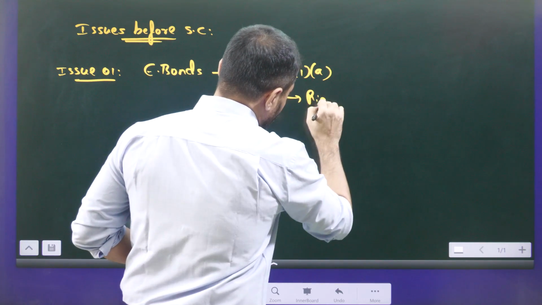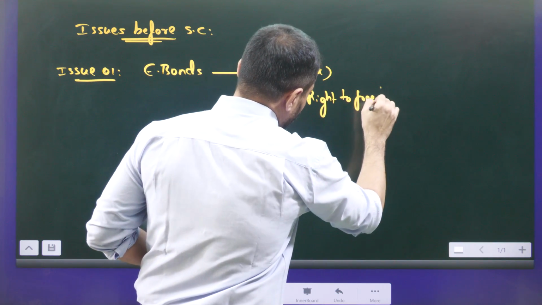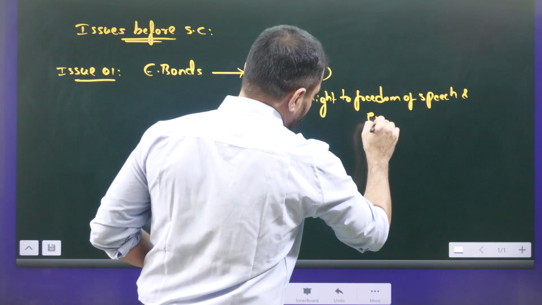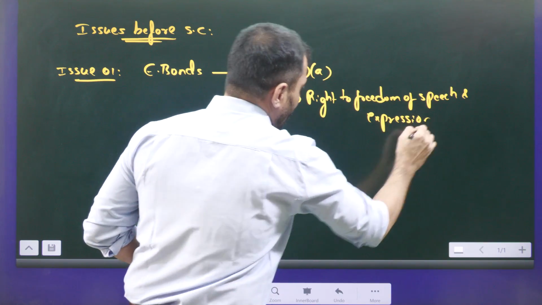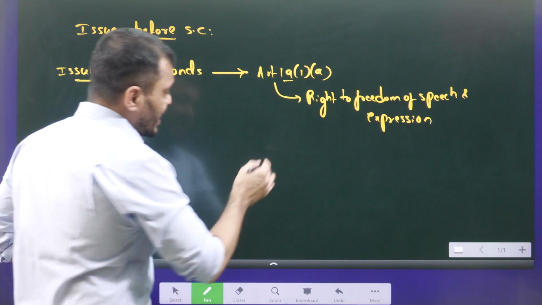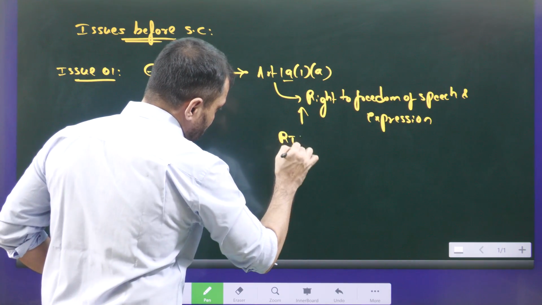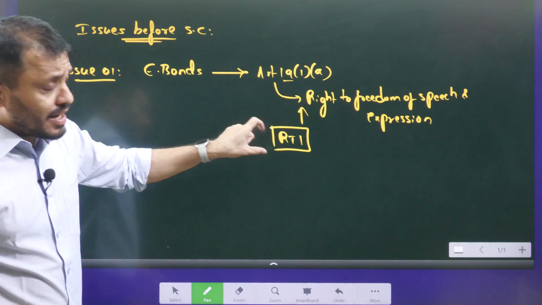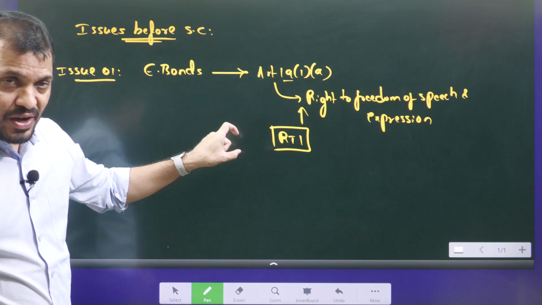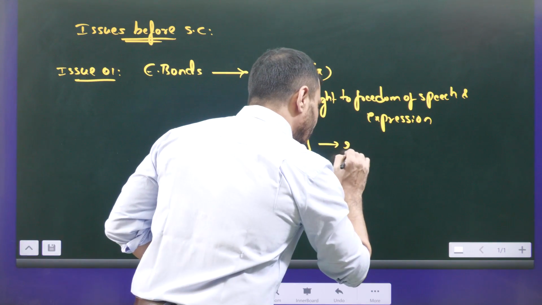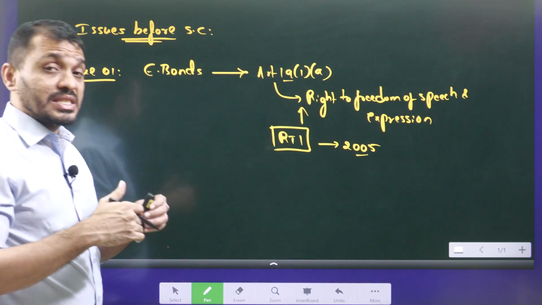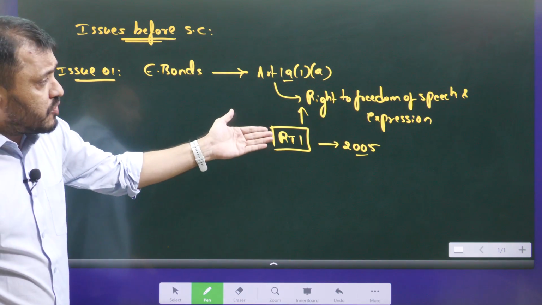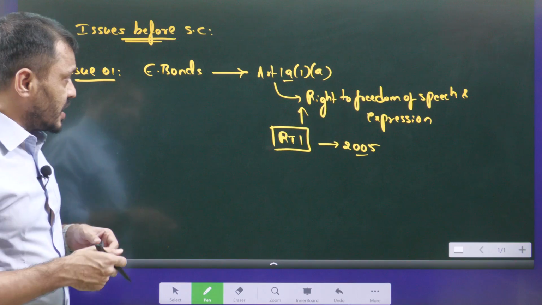Right to freedom of speech and expression. This article also includes the right to information. Right to information also comes under this provision. This was the Supreme Court's interpretation. The Right to Information Act was enacted in the year 2005. So the right to information is one of the elements inherently present in Article 19(1)(a), because without information you don't have the freedom to speak on various things.